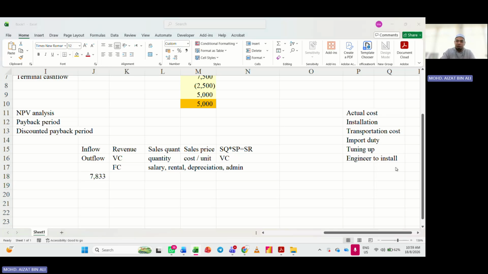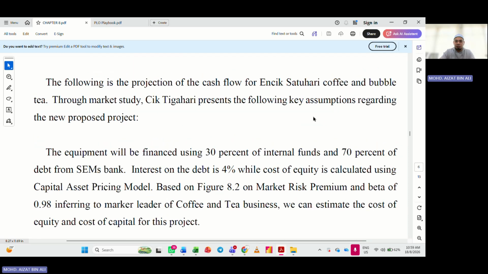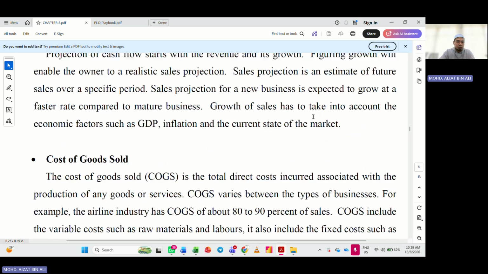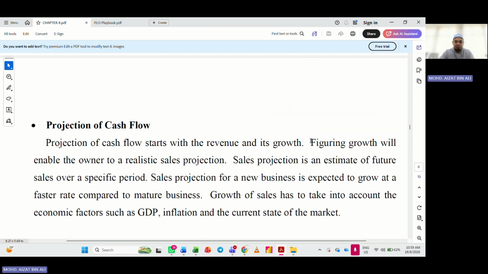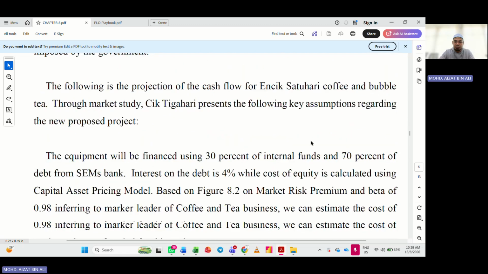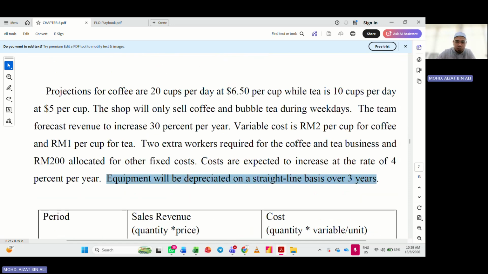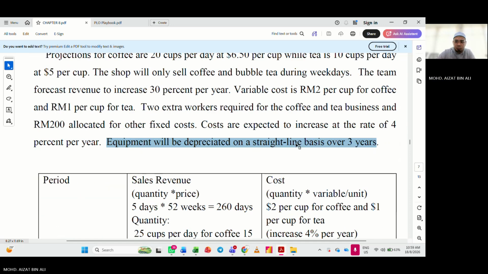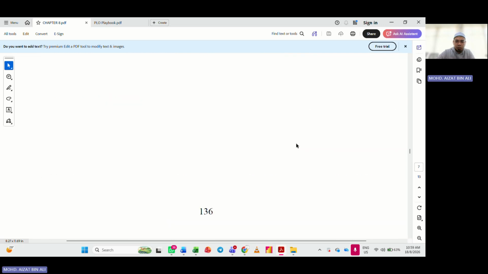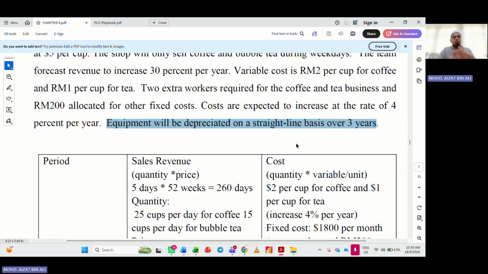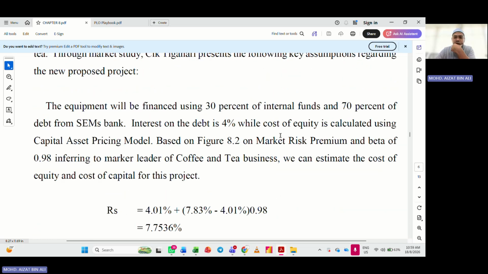So, maybe there is a salvage value. Where is the salvage value? 23,500 ringgit, where is it? Is there any information here? I thought somehow it's not there. Wait, let's take a look. Slowly.